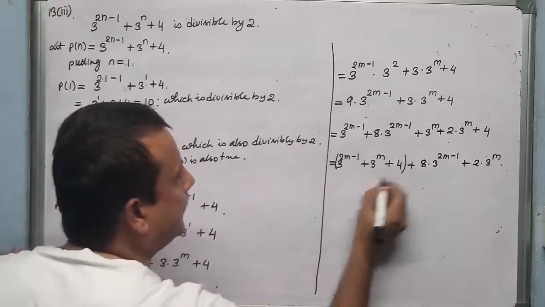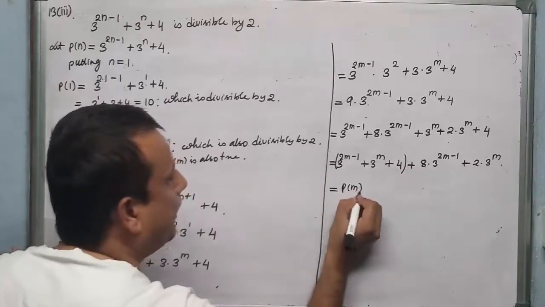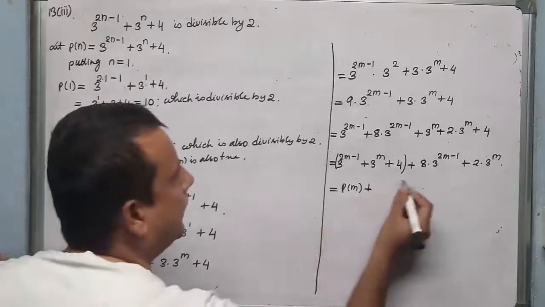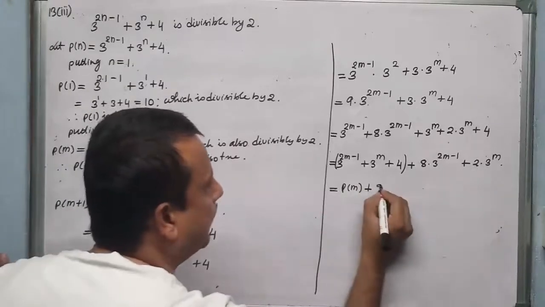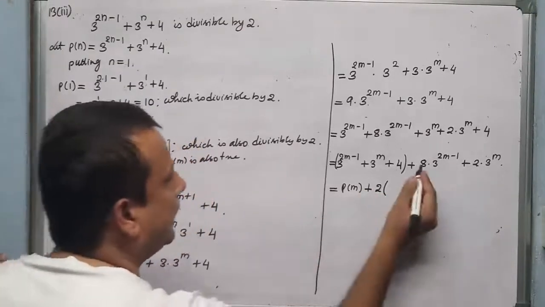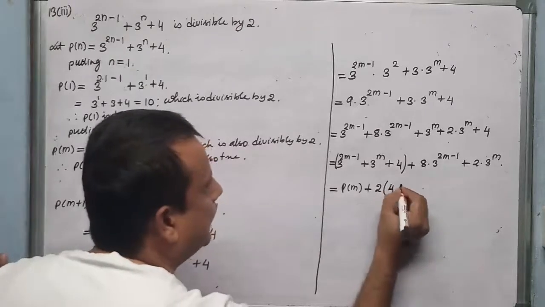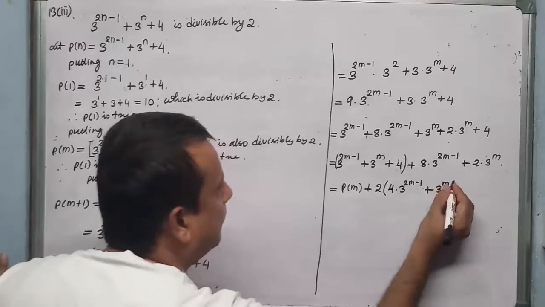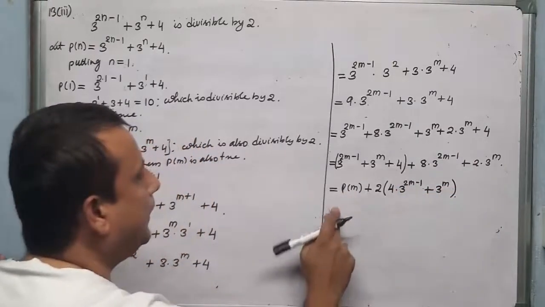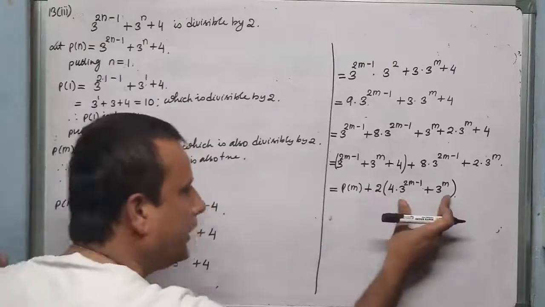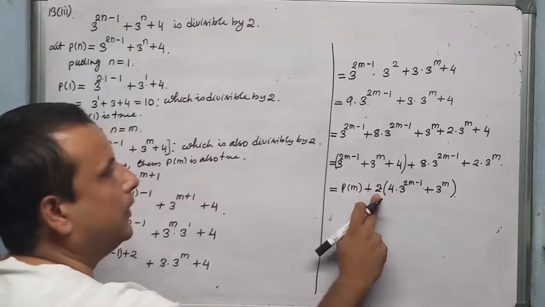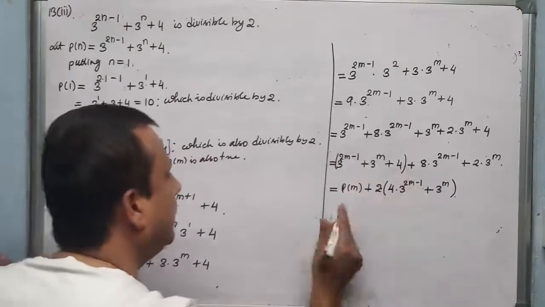Now this quantity is represented by Pm, and it is already proved that Pm is divisible by 2. Now from the remaining expression, from these two terms, I'll take 2 common. If I take 2 common, what remains inside the bracket? 4 into 3 to the power 2m minus 1 plus 3 to the power m. This is divisible by 2. 2 into anything is also divisible by 2. The 2 is over here, and this 2 is divisible by 2. So 2 into anything is also divisible by 2.